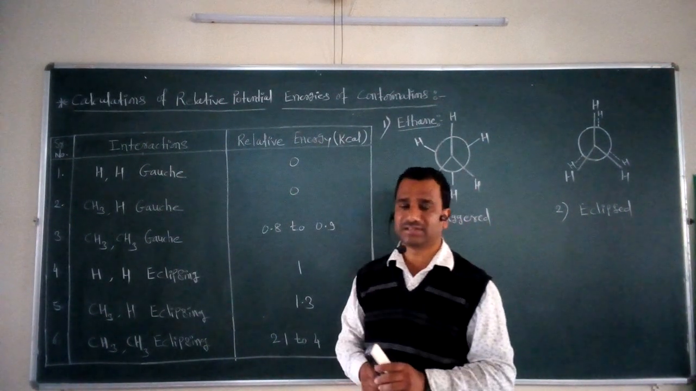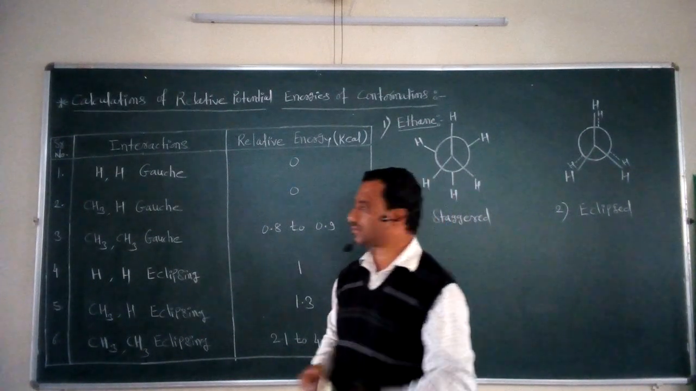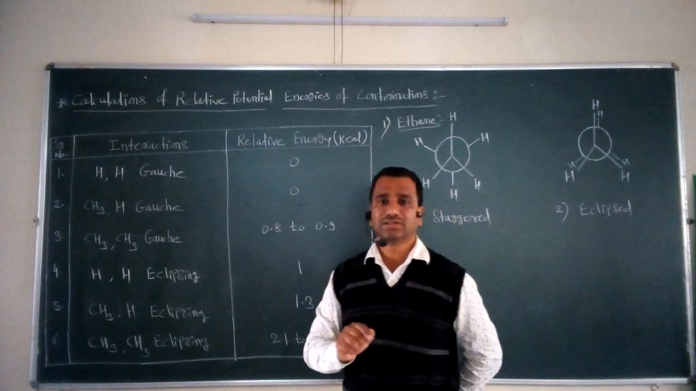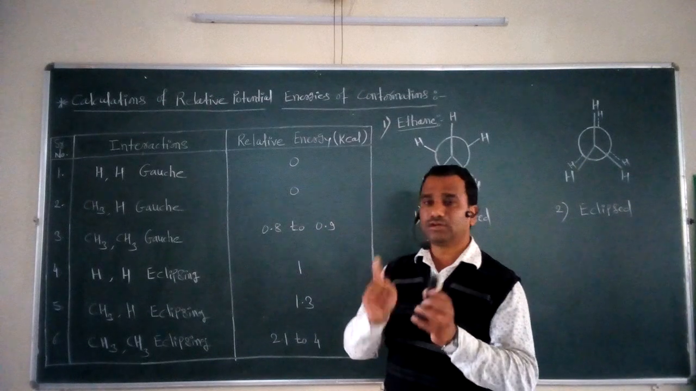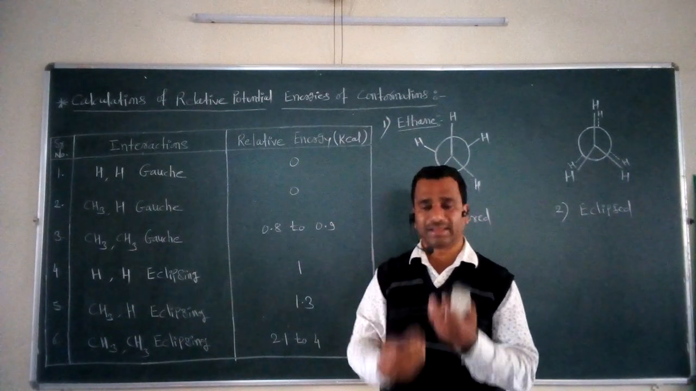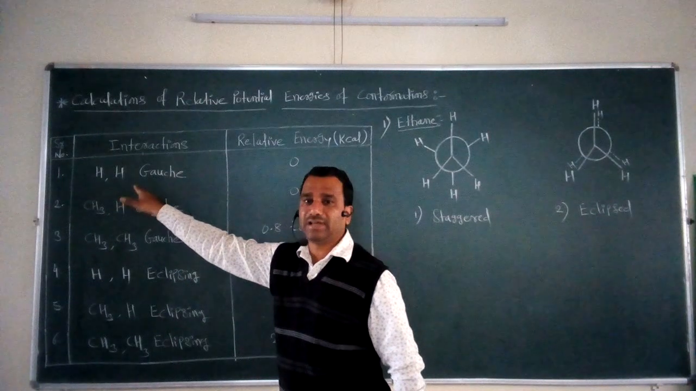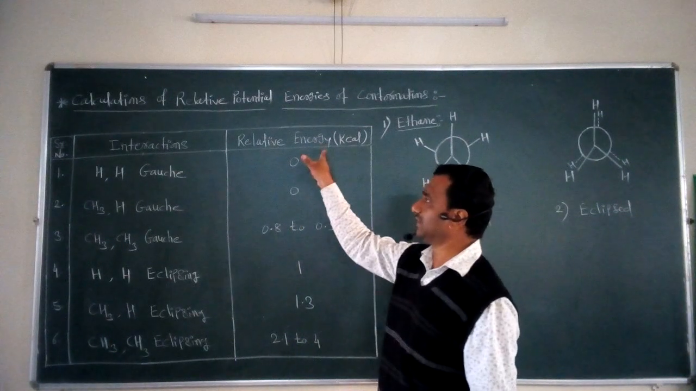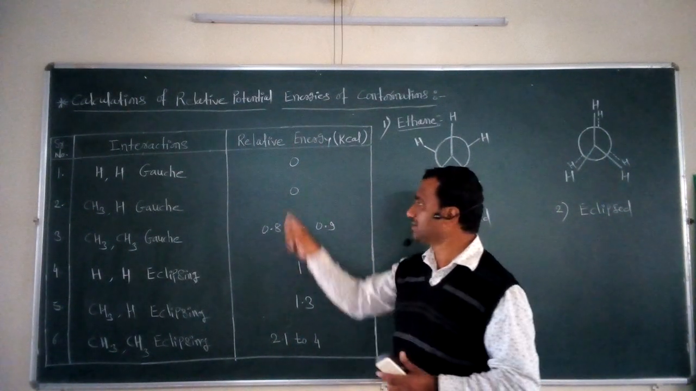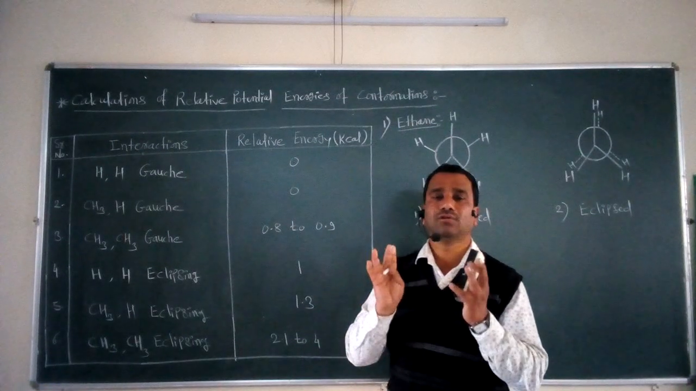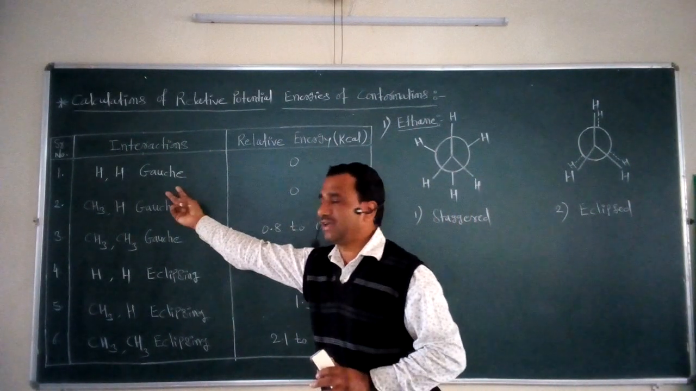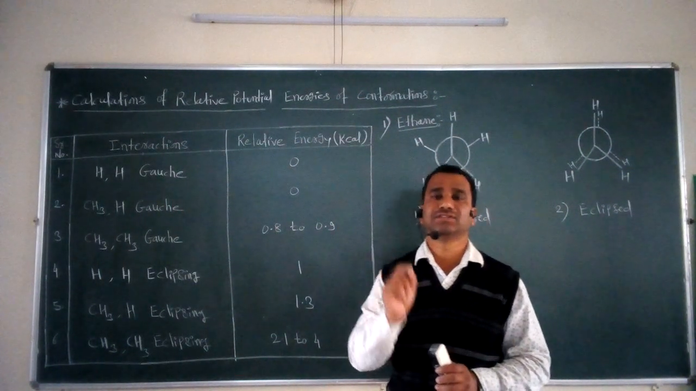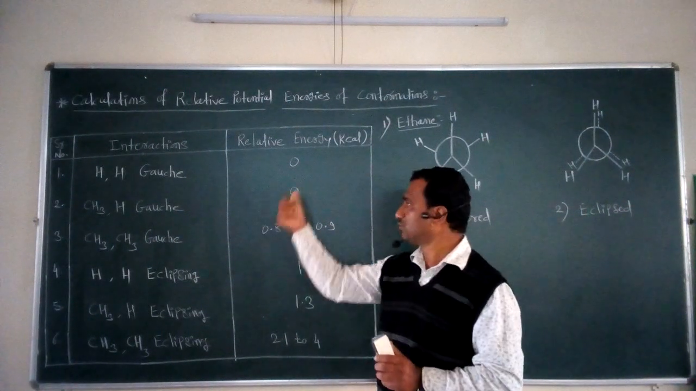The first important interaction present in a conformation is called the hydrogen gauche interaction. If the dihedral angle is equal to 60 degrees and two hydrogen atoms are present on the front carbon and rear carbon, then that interaction is a hydrogen gauche interaction. At that time the relative energy we have to take is equal to 0. When the dihedral angle is 60 degrees, we take the relative energy equal to 0.